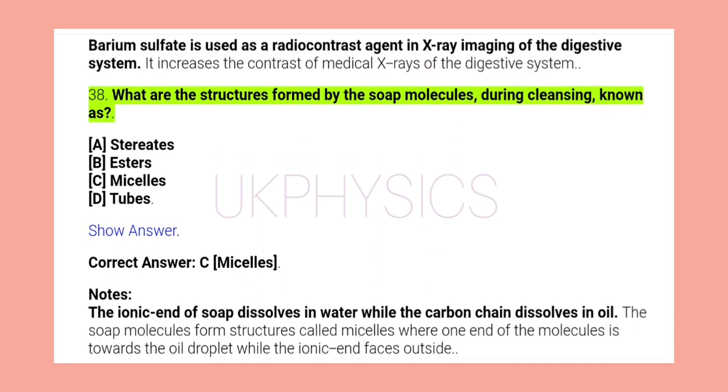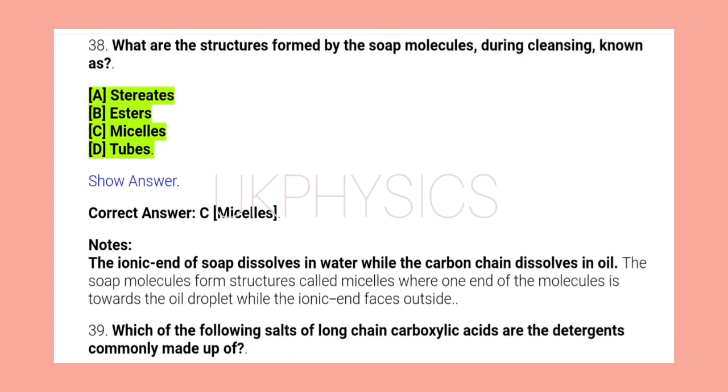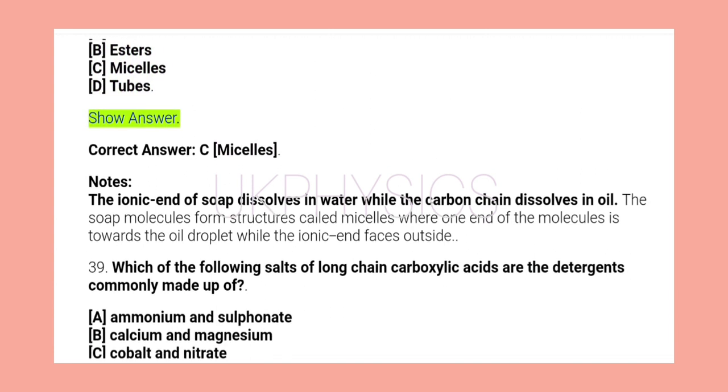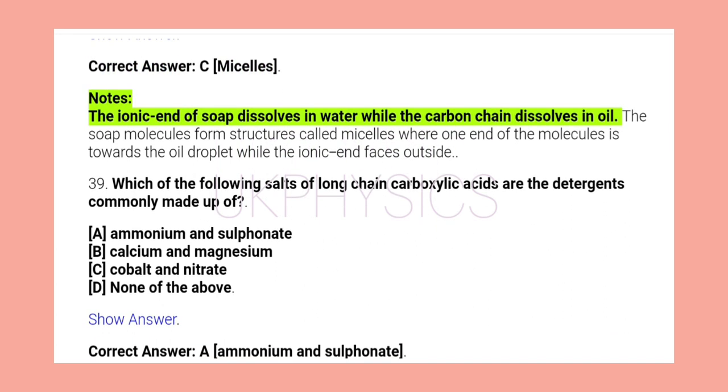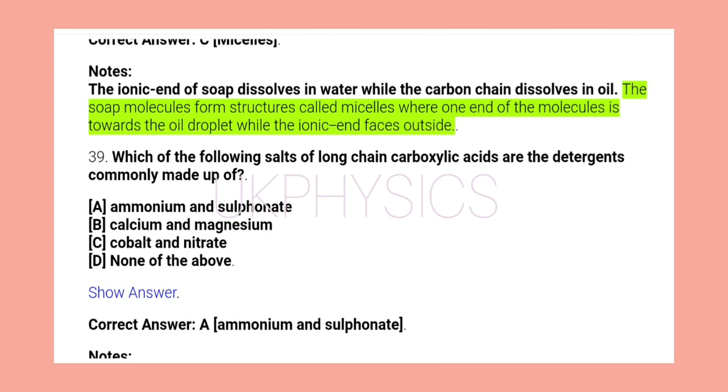38. What are the structures formed by the soap molecules during cleansing, known as? A. Stearates, B. Esters, C. Micelles, D. Tubes. Show answer. Correct answer, C. Micelles. Notes: The ionic end of soap dissolves in water while the carbon chain dissolves in oil. The soap molecules form structures called micelles where one end of the molecules is towards the oil droplet while the ionic end faces outside.